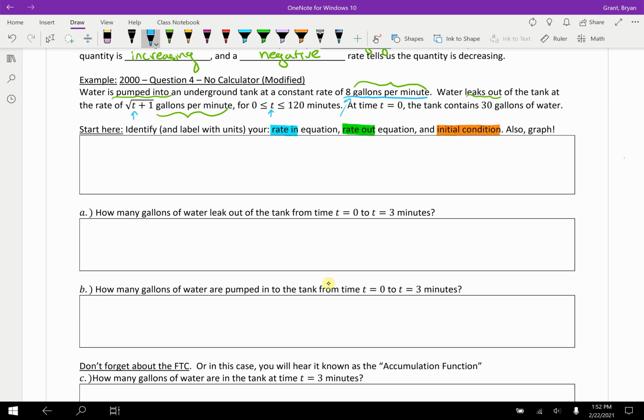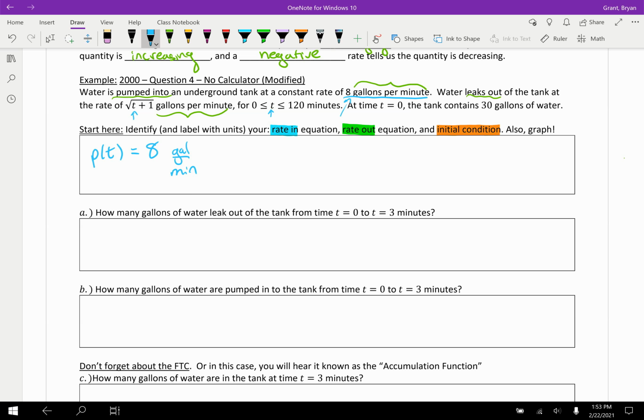And because the water is being pumped in, I'm going to say P of T is going to be my rate in equation. Now, P of T, notice I said that T is the independent variable. It's what we plug in, but they give us a constant rate of 8. Could we still phrase this as an equation? Sure. P of T is 8. For any time value you input, the water is being pumped in at 8 gallons per minute. At 20 minutes, how fast is the water being pumped in? 8 gallons per minute. And I am going to put the gallons per minute at the end.